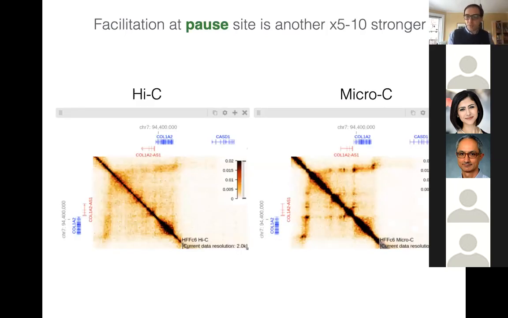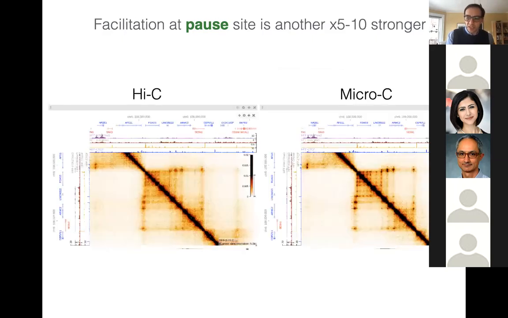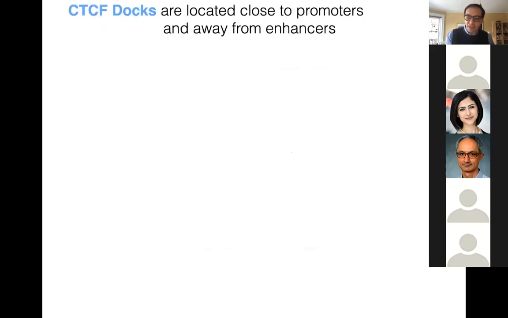Yeah, and these are just more examples of this type, where you don't see these things in Hi-C and do see them in Micro-C. These are just other more or less randomly picked loci. And again, you may be able to see them in Hi-C in some cases, but in Micro-C they're much more visible. Now the question is, what's at the docks?